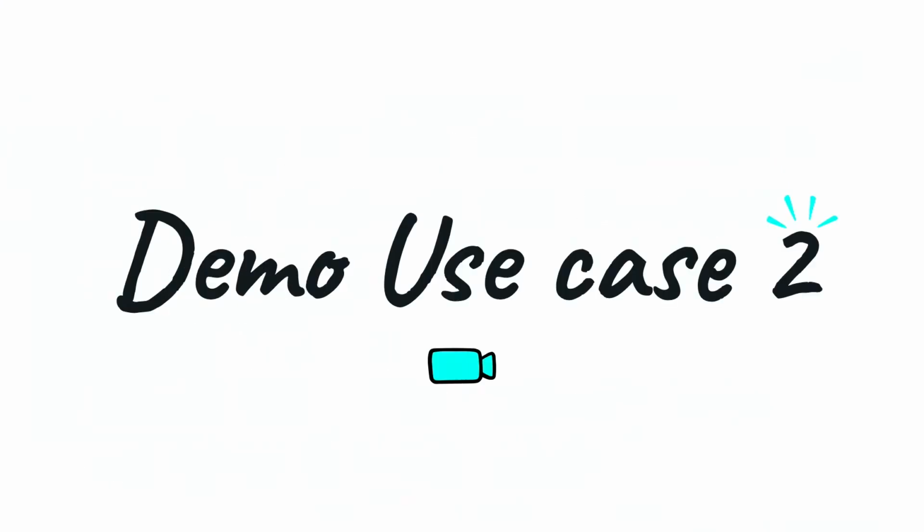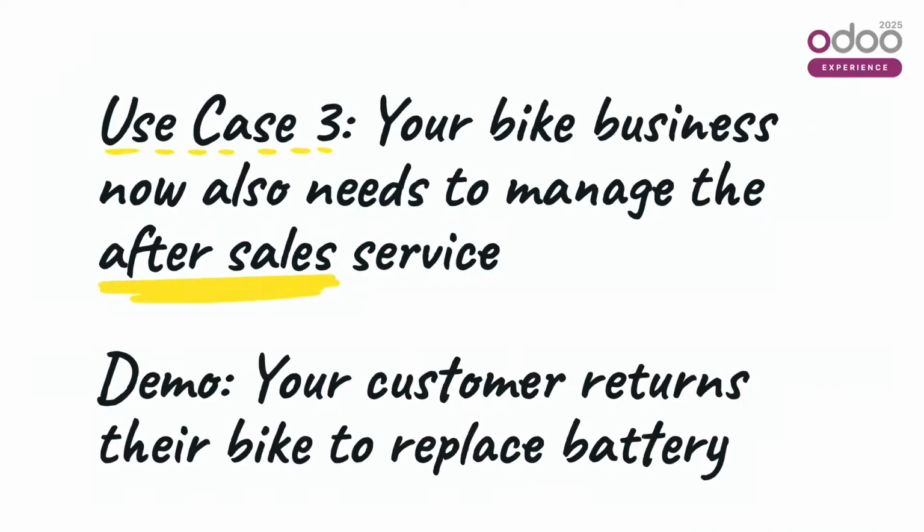Now, let's go a bit further and explore a third use case. So now let's say that the bike shop is growing, and you're also providing after-sales services to your customers. For this specific use case, let's imagine that you have sold an electric bike to, let's say, a customer, Tiffany, and she returns the bike because there is an issue with the battery. So how do we cover that use case?